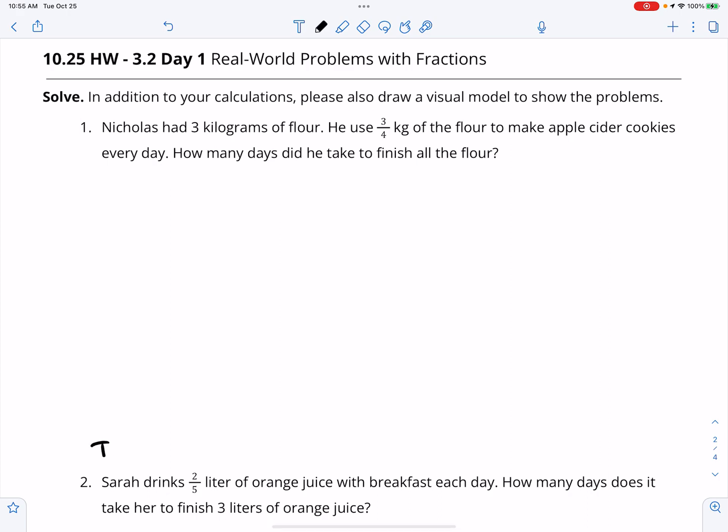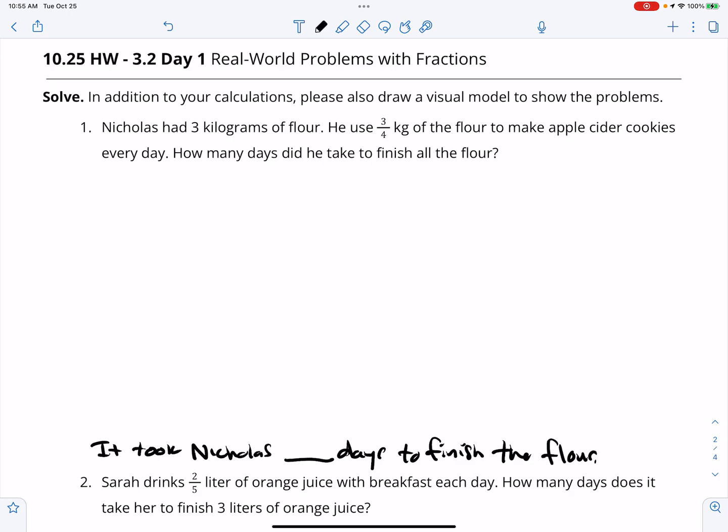So it took Nicholas blank days to finish the flour. So now I know, as I'm working through this, I'm always thinking that this number is the number of days. And so I have to be thinking about how that answer might be important. Now, I'm just going to list off the information that we know. So Nicholas has, or you have 3 kilograms flour.